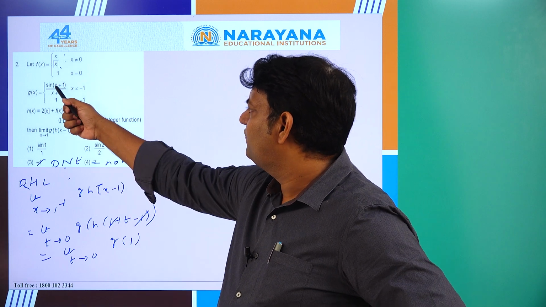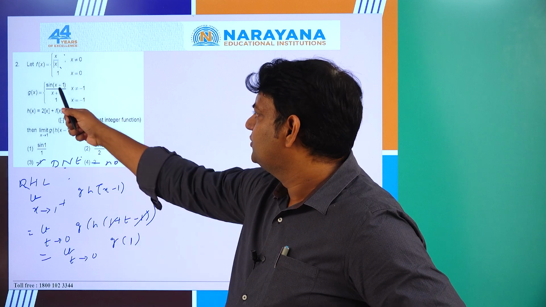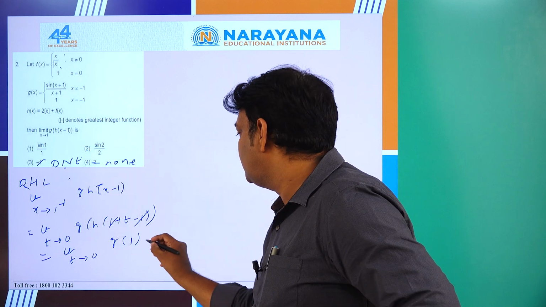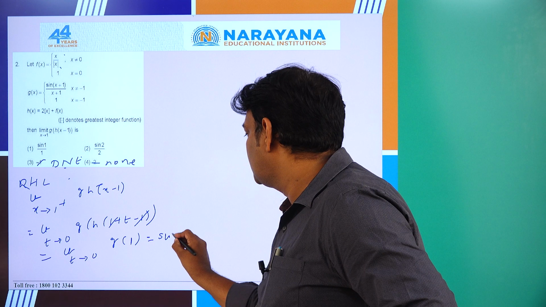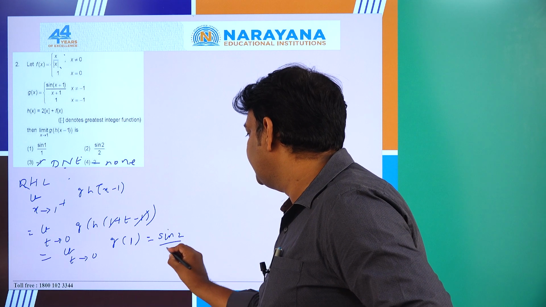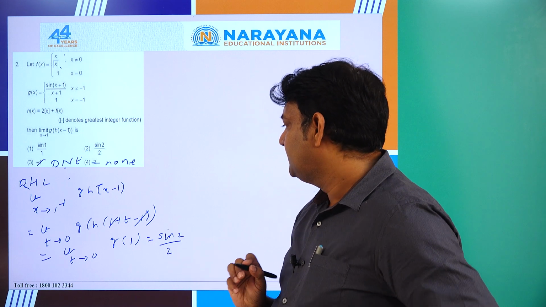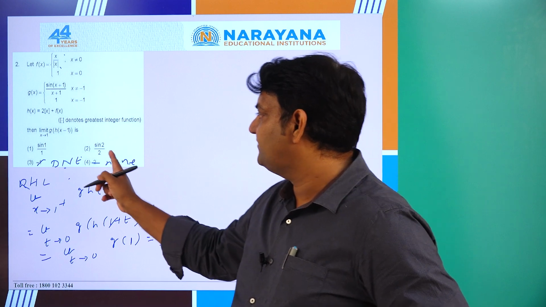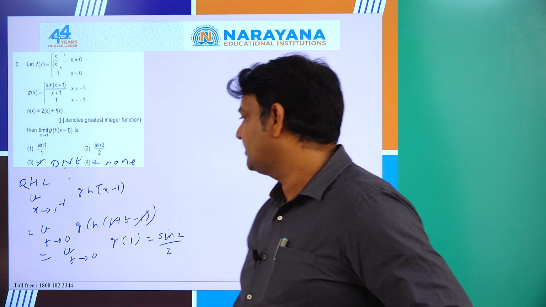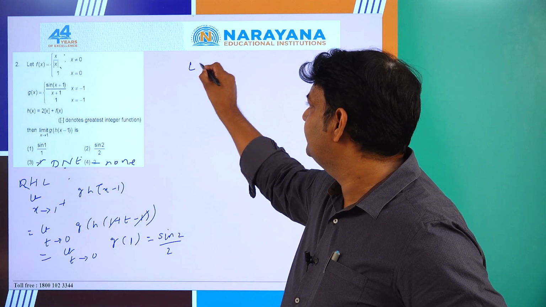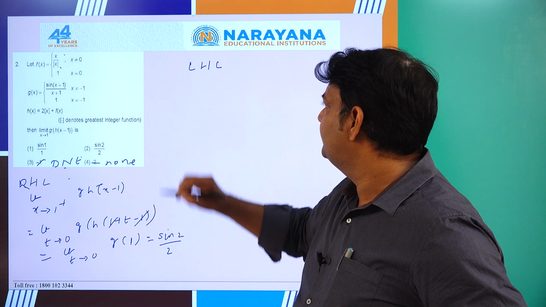Put here 1, 1 plus 1, 2, 1 plus 1, 2, that is sine 2 by 2. But please don't come to the conclusion here, because we had only calculated the right hand limit. So only two options left now, either sine 2 by 2 or does not exist. For that we will go for the left hand limit. What is left hand limit?